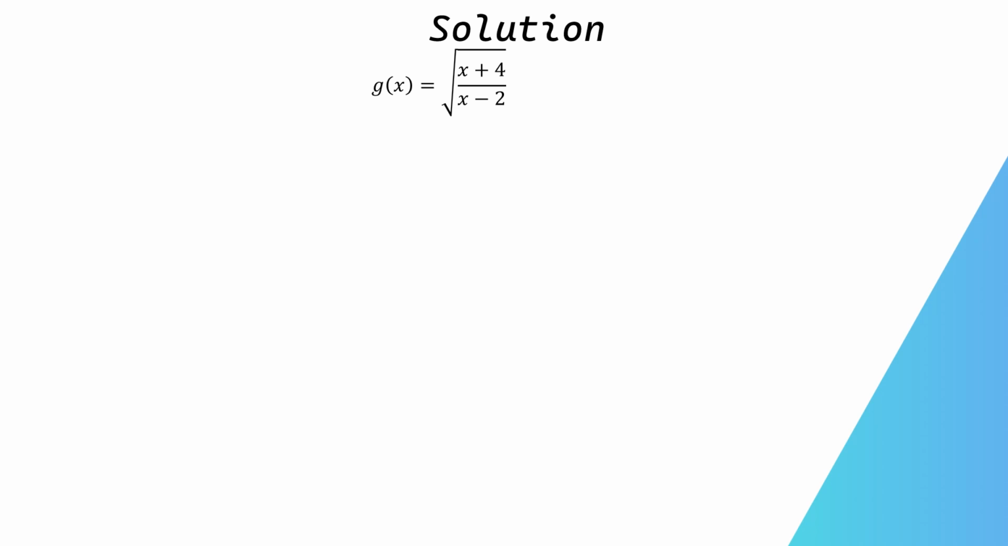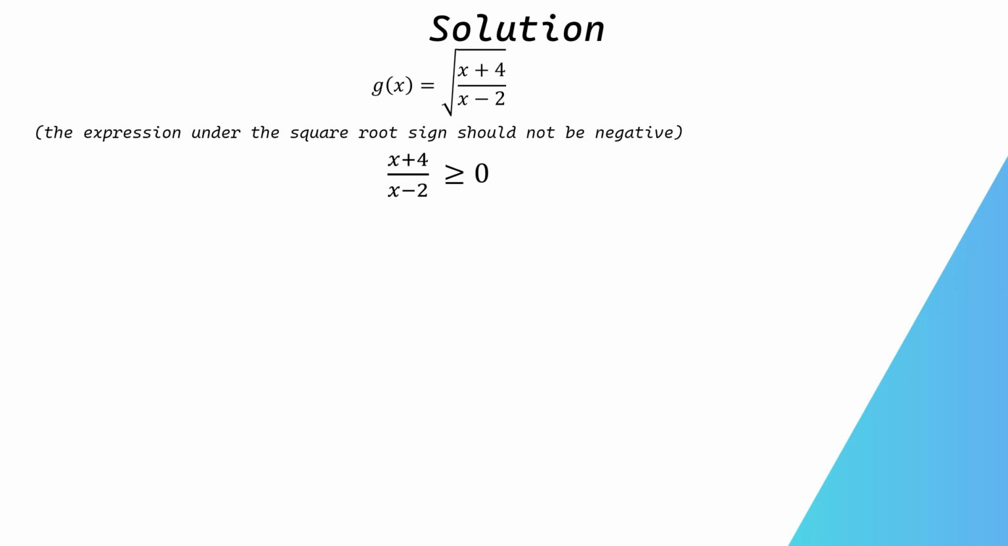Now we know that the square root of negative numbers are not defined for real numbers. So it means the expression under the square root sign should be greater than or equal to 0. So let's see how that will be. So now we have (x plus 4) over (x minus 2) greater than or equal to 0.